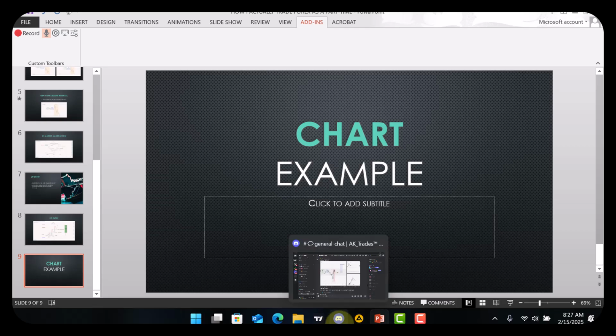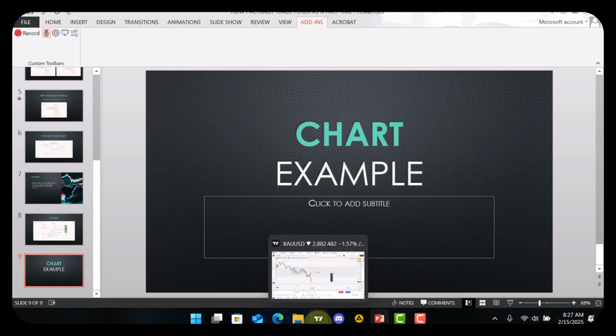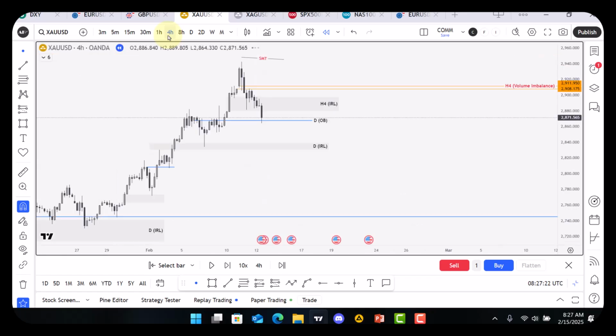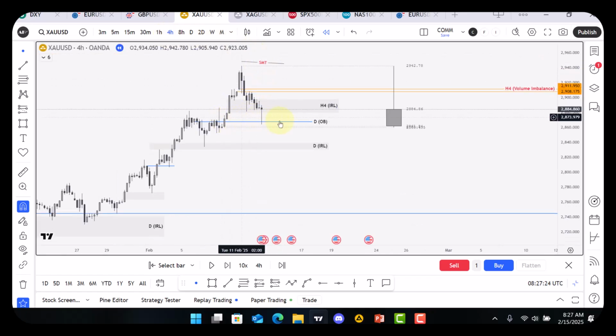and look at some setups. Now this setup that I took within the week. When you go to the 4 hour chart, you can see that price was coming from a daily order block. There was a liquidity sweep into a daily order block. And then you can see that the bodies of all these candles respected the 4 hour internal range liquidity.